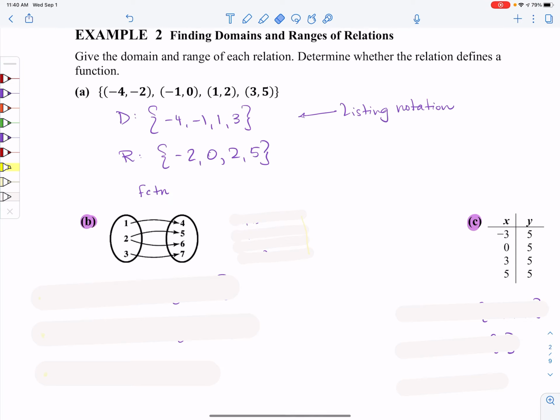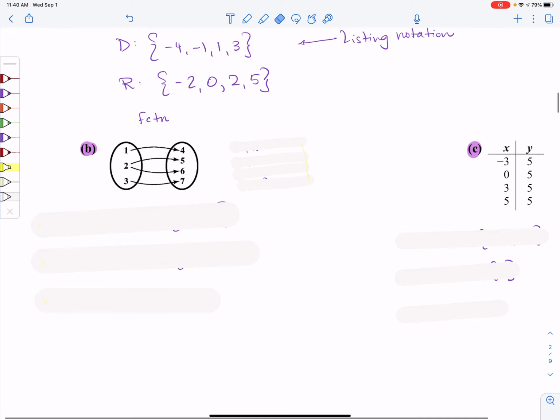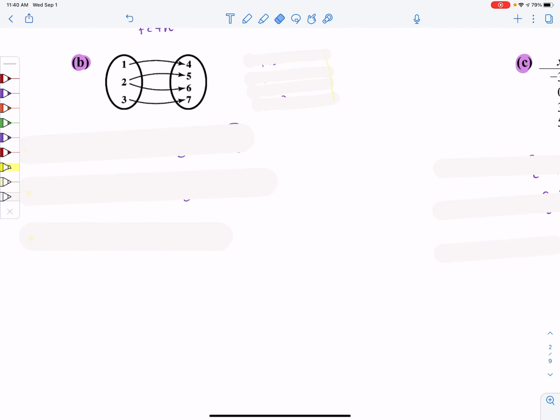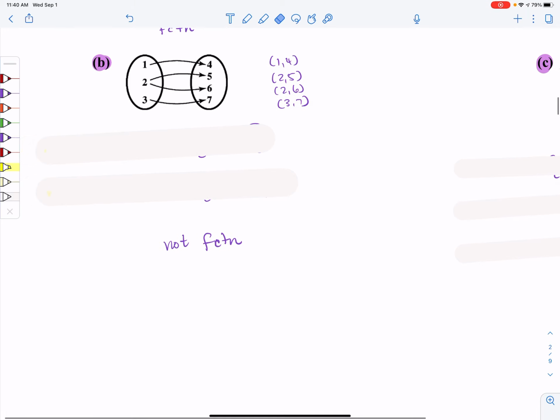Yes, it's a function because I don't have any x repeats. All right, so for part B then, what I want to do is take my example and write it in ordered pairs. It's easier to see if I have them written in ordered pairs. So I have (1, 4), (2, 5), (2, 6), and (3, 7). Notice I have a set of x repeats. So first off, this is not a function.